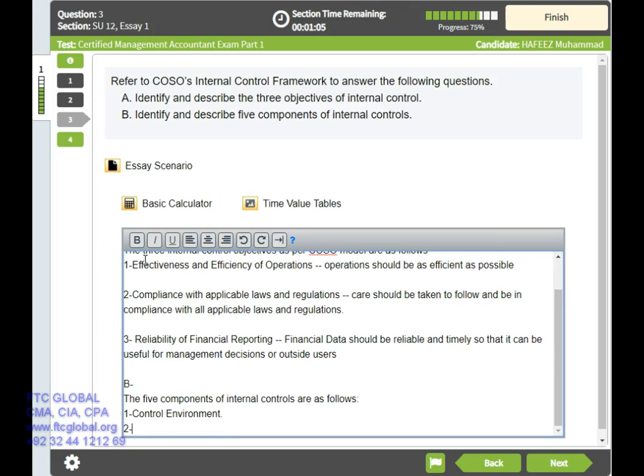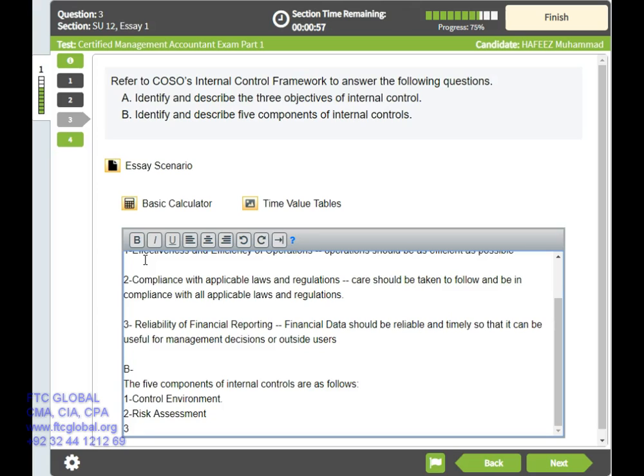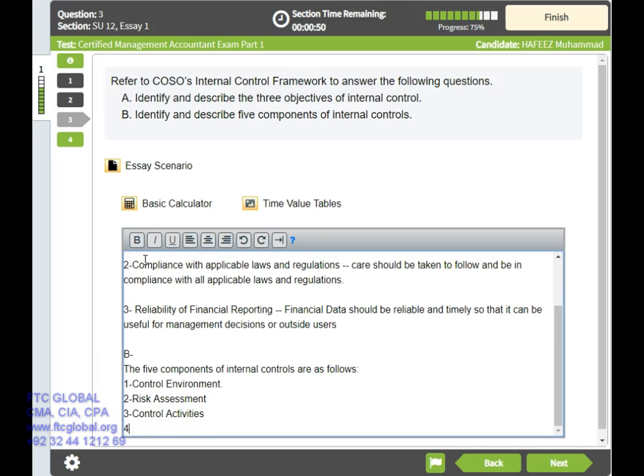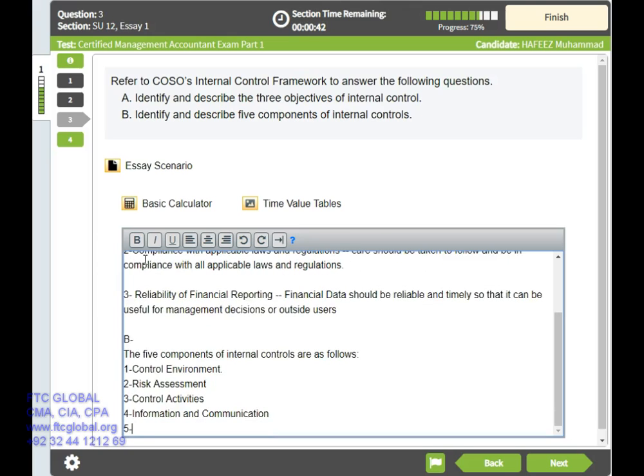We will write a brief note on these. Risk assessment. Third, control activities or control procedures. Fourth, information and communication. And last, 5th one is monitoring, whether the controls are working as intended. You can just give a brief description to convince the examiner you know what you're writing. You don't have to give much more detail, just be brief.